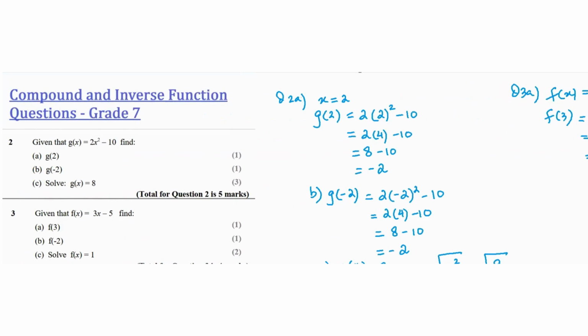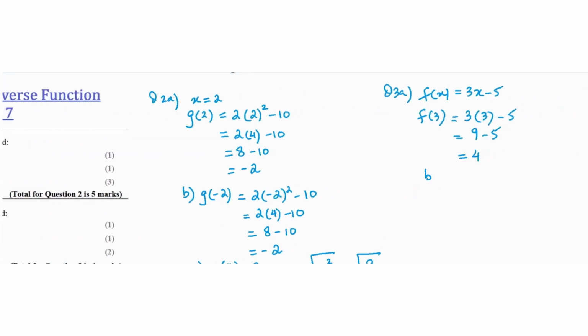Then it says find f of negative 2. So to find f of negative 2, we will put x equals negative 2 in the function. So that's 3 times negative 2 minus 5. 3 times negative 2 is negative 6. Negative 6 minus 5 is negative 11. So that's your answer.